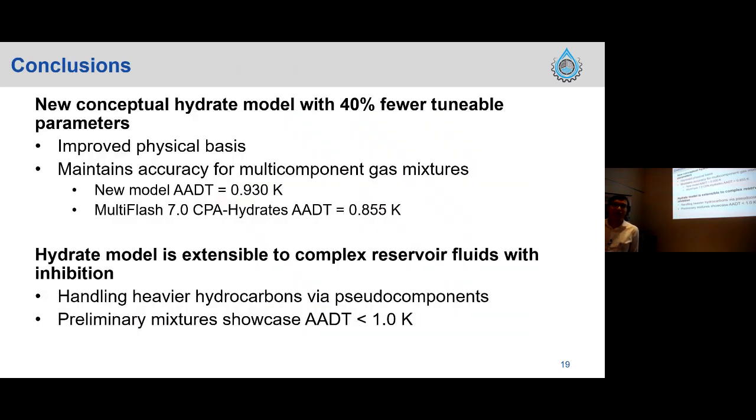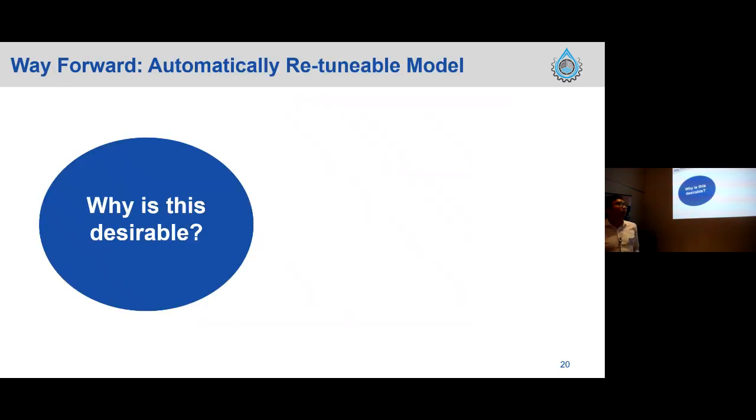Just to wrap up, today I presented a new hydrate model that's been extended to complex reservoir fluids that have these heavy hydrocarbons, and in terms of the predictions for multi-component systems it is on par with multi-flash, if slightly worse. The way forward from here is how we can begin to improve these predictions. What's the path for doing that now that we have this new physical basis? The path forward really comes back to tuning: how we apply tuning strategies, and how we develop a model that can automatically retune itself.